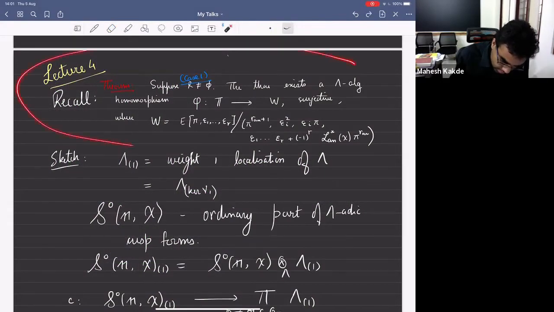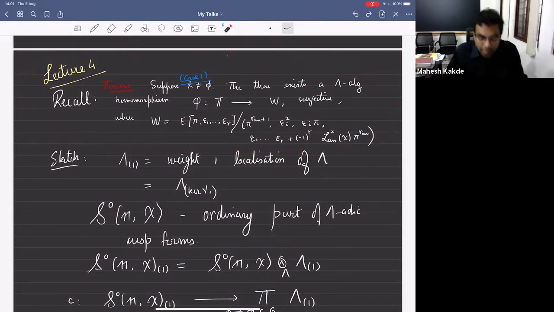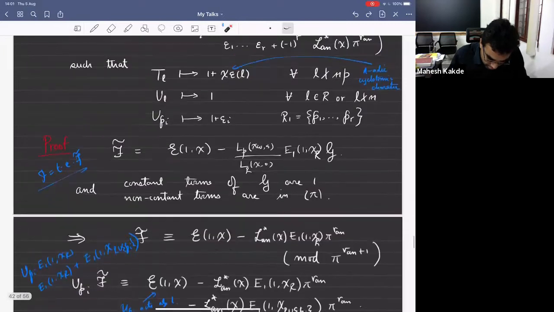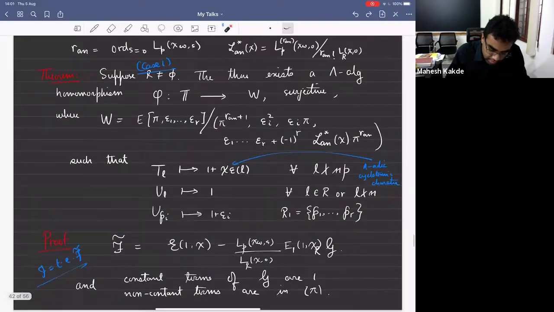Yeah. So this is the theorem that we stopped with. Let me go back to the page where I had this. So the theorem claims that there is a lambda algebra homomorphism from our cuspidal Hecke algebra T to a lambda algebra W, which has a very explicit description. So it's a power series ring, polynomial ring in R plus 1 variables over E modulo this ideal.